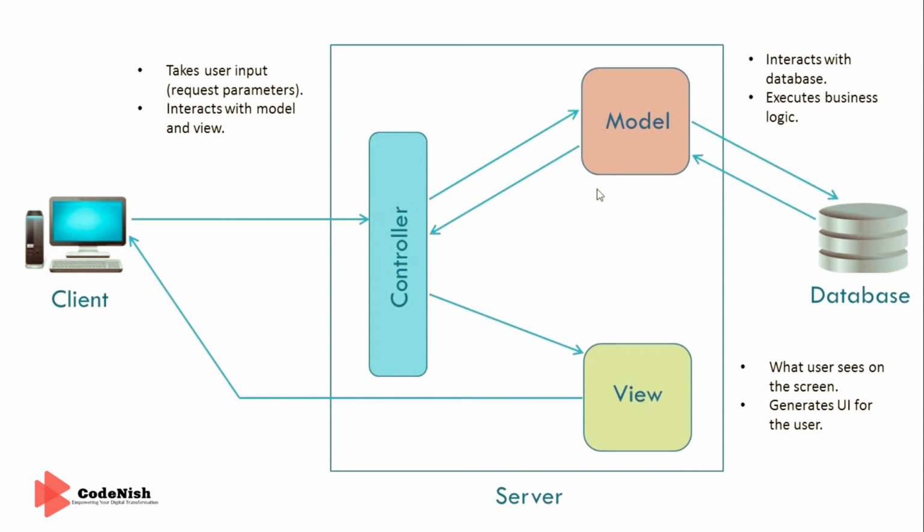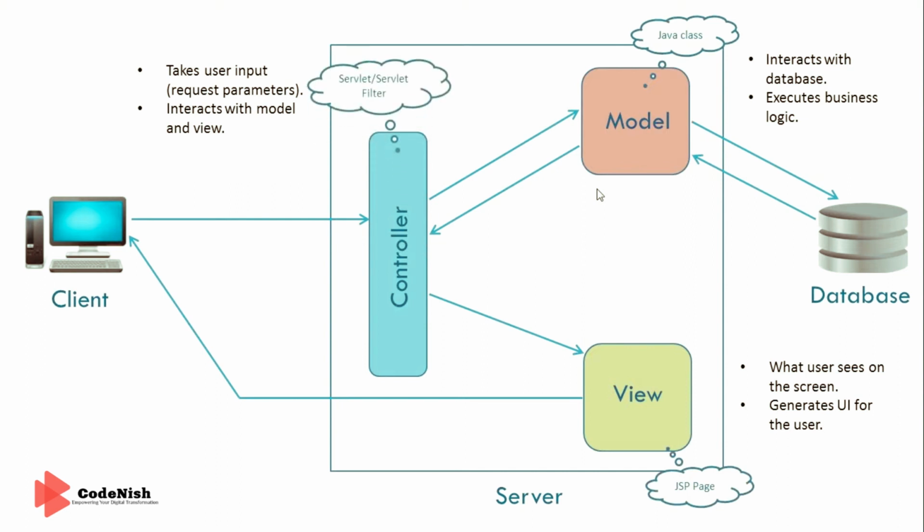If we consider a Java web application, then a model will typically be a Java class, a view would be a JSP page or any other presentation technology, and a controller would be a servlet or a servlet filter. So this is our MVC architecture.